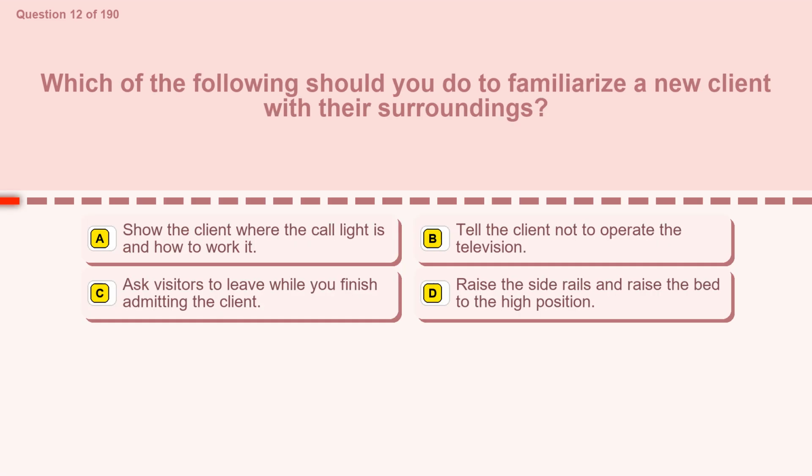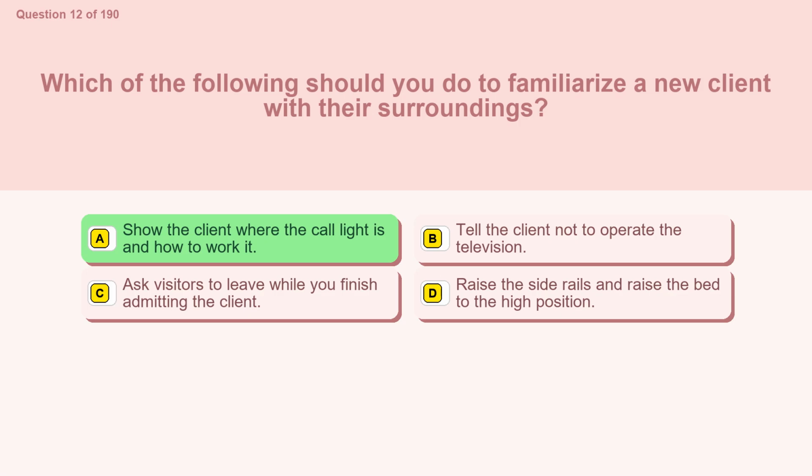Question 12. Which of the following should you do to familiarize a new client with their surroundings? Option A. Show the client where the call light is and how to work it. Option B. Tell the client not to operate the television. Option C. Ask visitors to leave while you finish admitting the client. Option D. Erase the side rails and raise the bed to the high position.